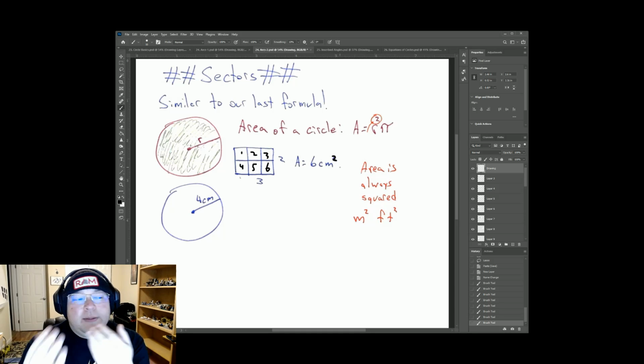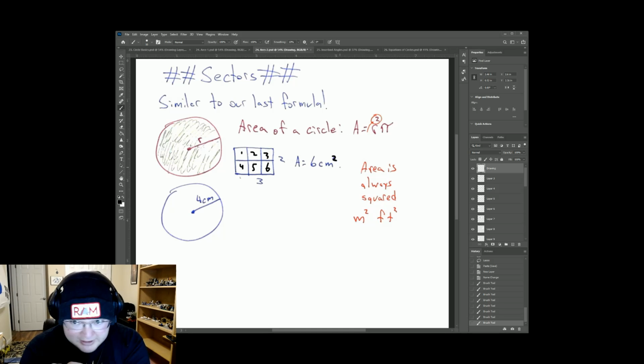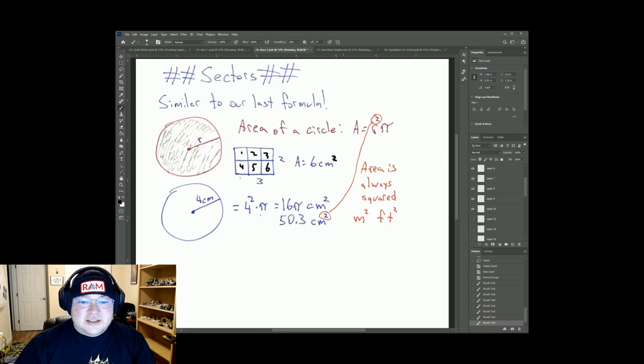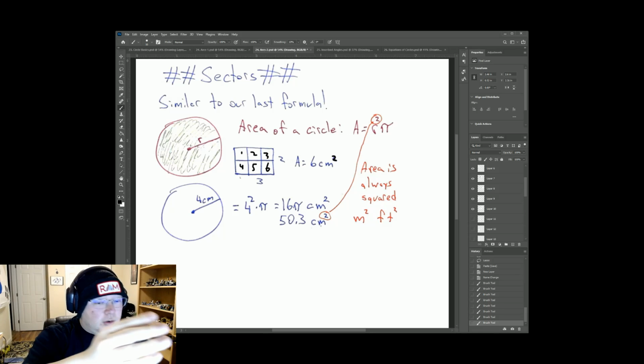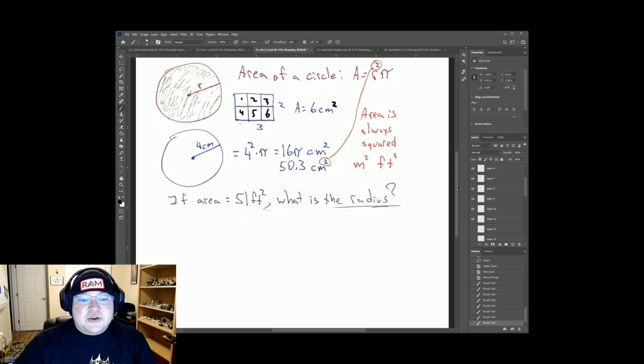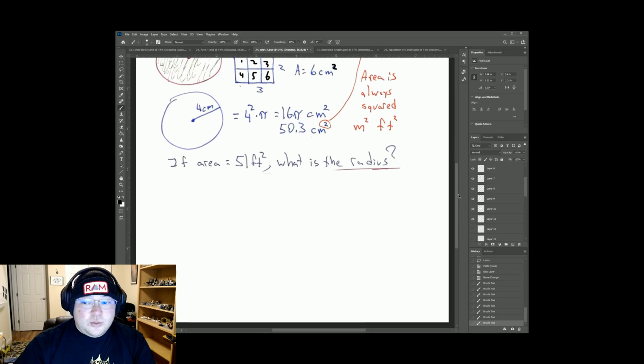People mix up the two formulas. Sometimes they'll say 2r pi is area, not circumference. So the one with the exponent is always area. So if I wanted to find the area of this circle, it's literally just 4 squared times pi, which is 16 pi centimeters squared. Or if you put this in a calculator, you get 50.3 centimeters squared. Since you squared it in the formula, you have to have that centimeter squared. If you put 50.3 centimeters, I would mark you off because that's square centimeters. That's important.